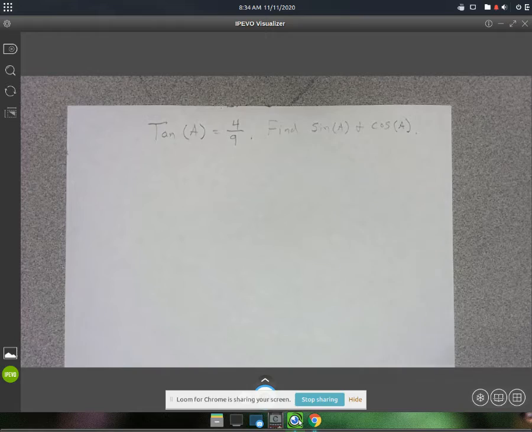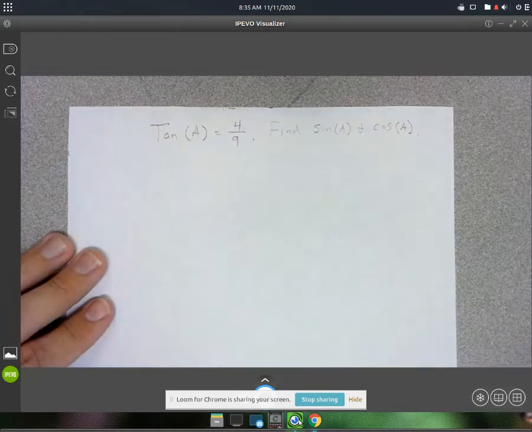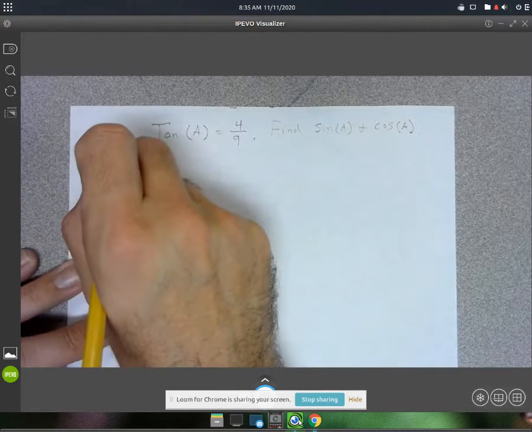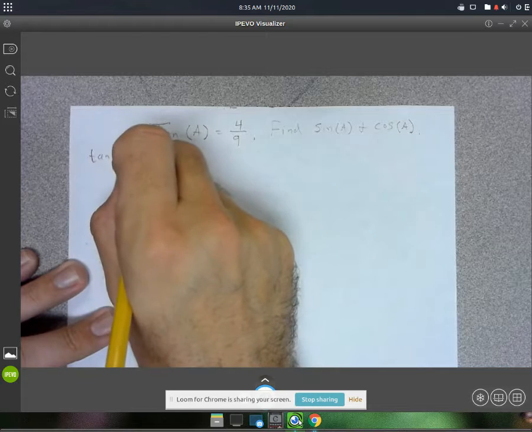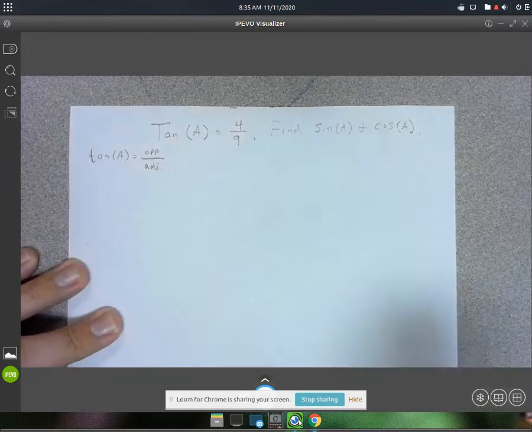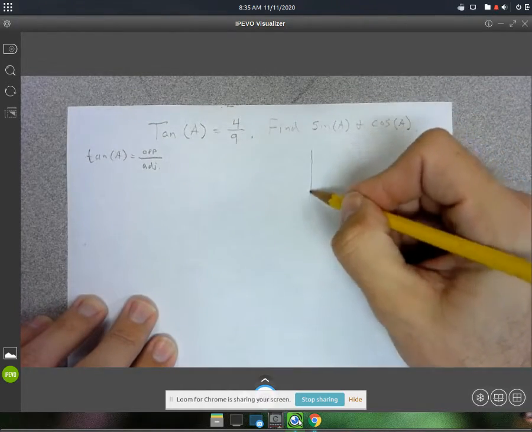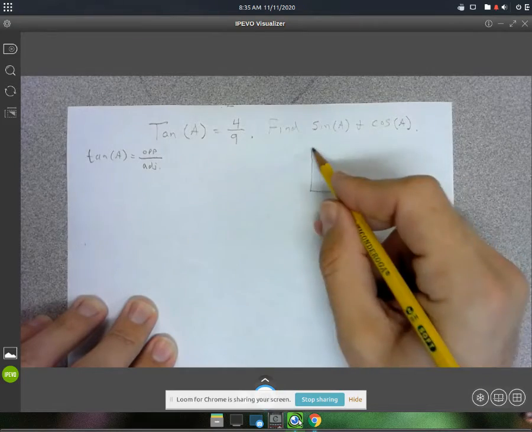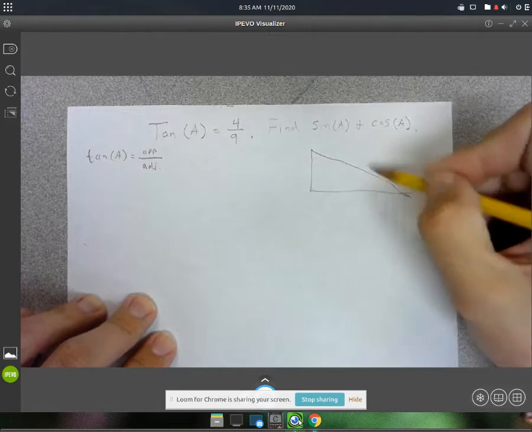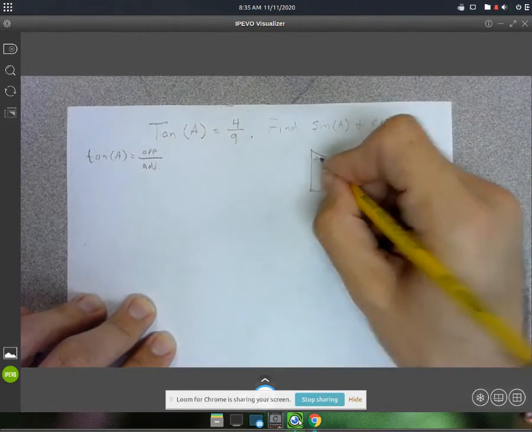Type of example from last time, except instead of it being sine, we're given tangent this time. All right, so remember tangent is always opposite over adjacent. Okay, so let me draw just a random right triangle here. All right, now, so we don't know exactly which one of these to let be our A yet, so I'm just going to pick one here. I'll let that be A.